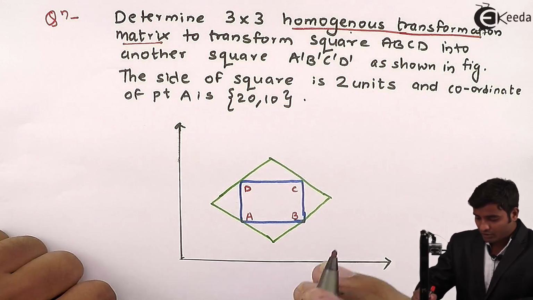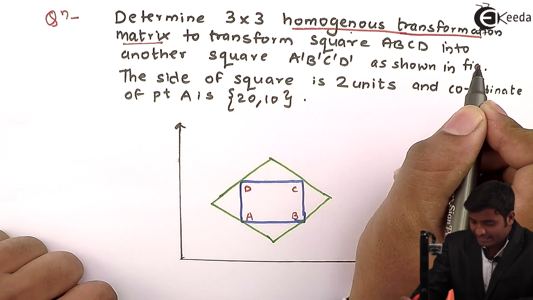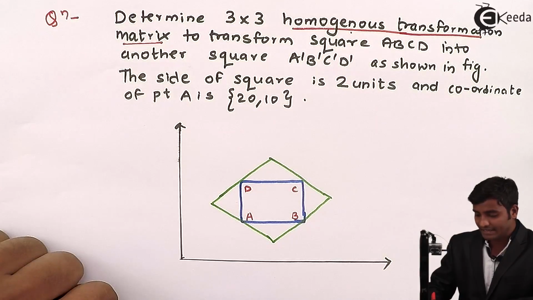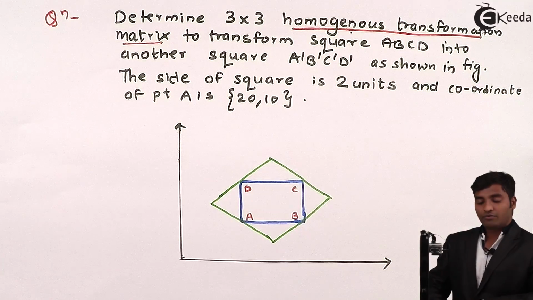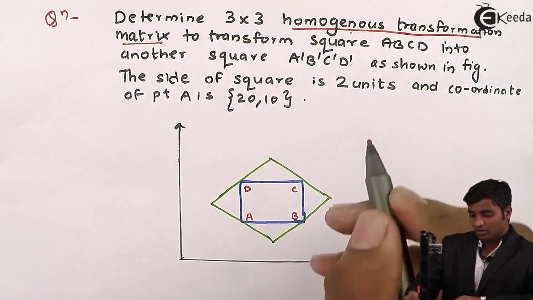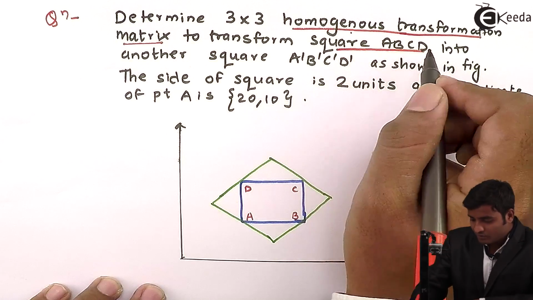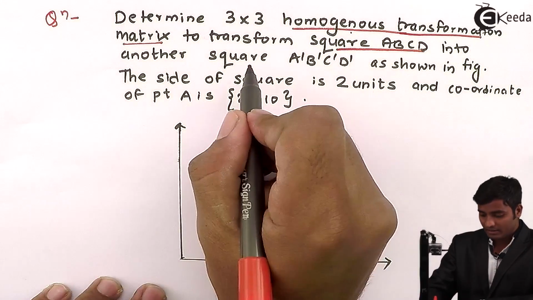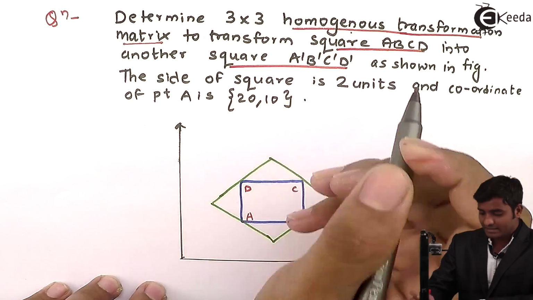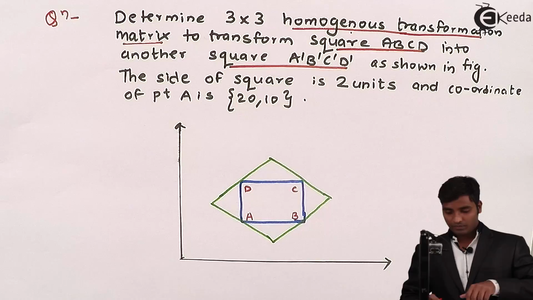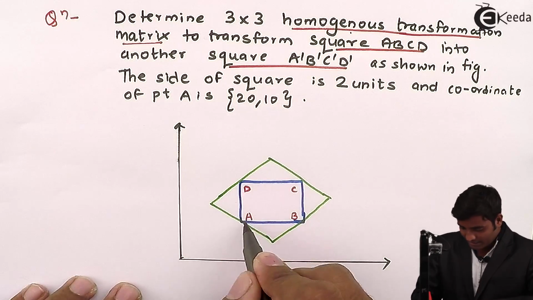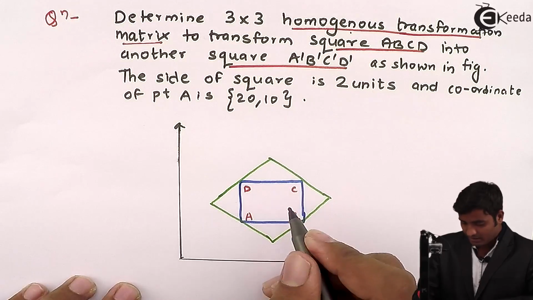To transform square ABCD into another square A dash, B dash, C dash, D dash. So we have to transform a square ABCD into another square, that is A dash, B dash, C dash, D dash. The figure is also given, which means that this is that square A, B, C, D.